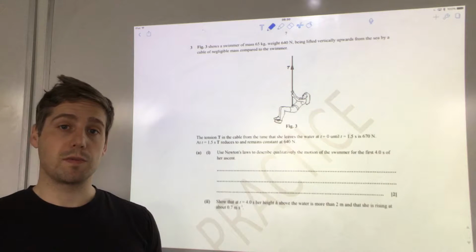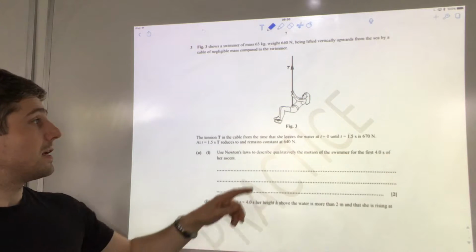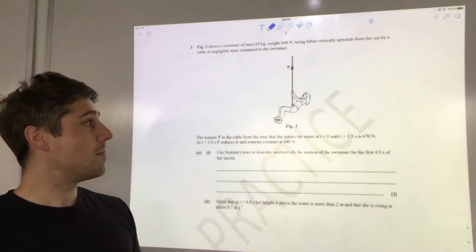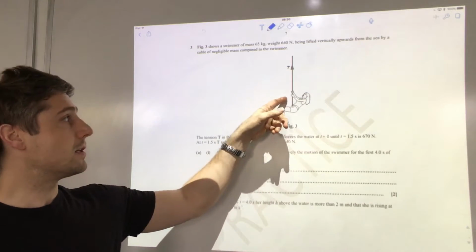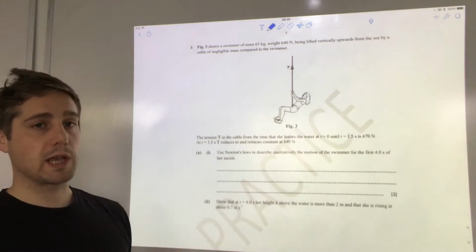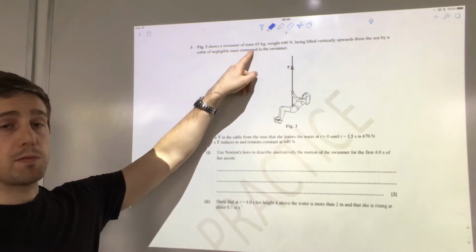This is question 3 from the OCR Depth in Physics paper. It's about a swimmer being lifted by the winch of a helicopter. So this is her attached to a cable here. We're given some information about the swimmer.